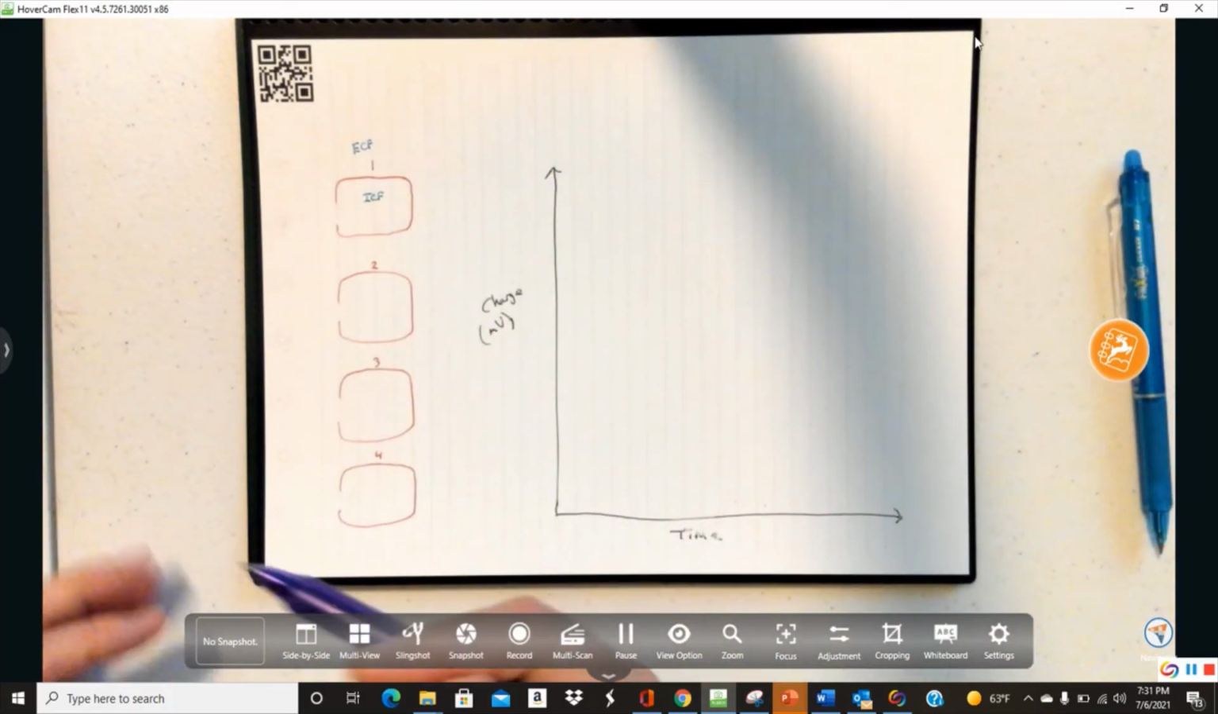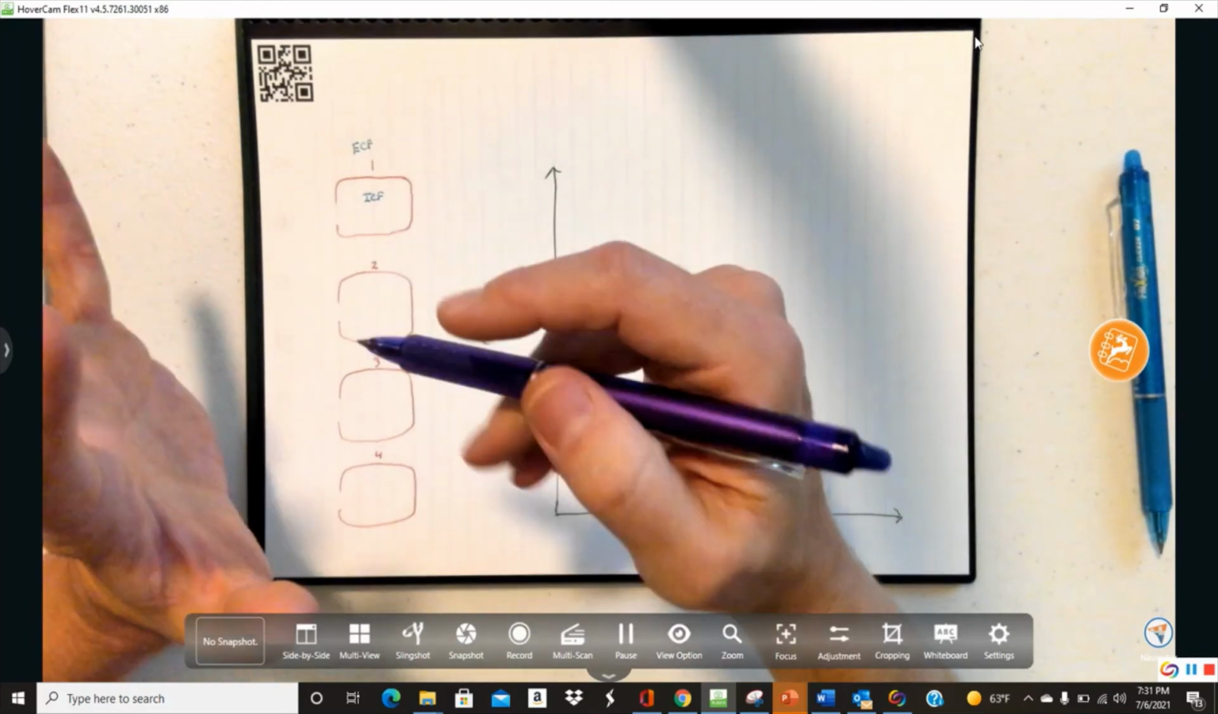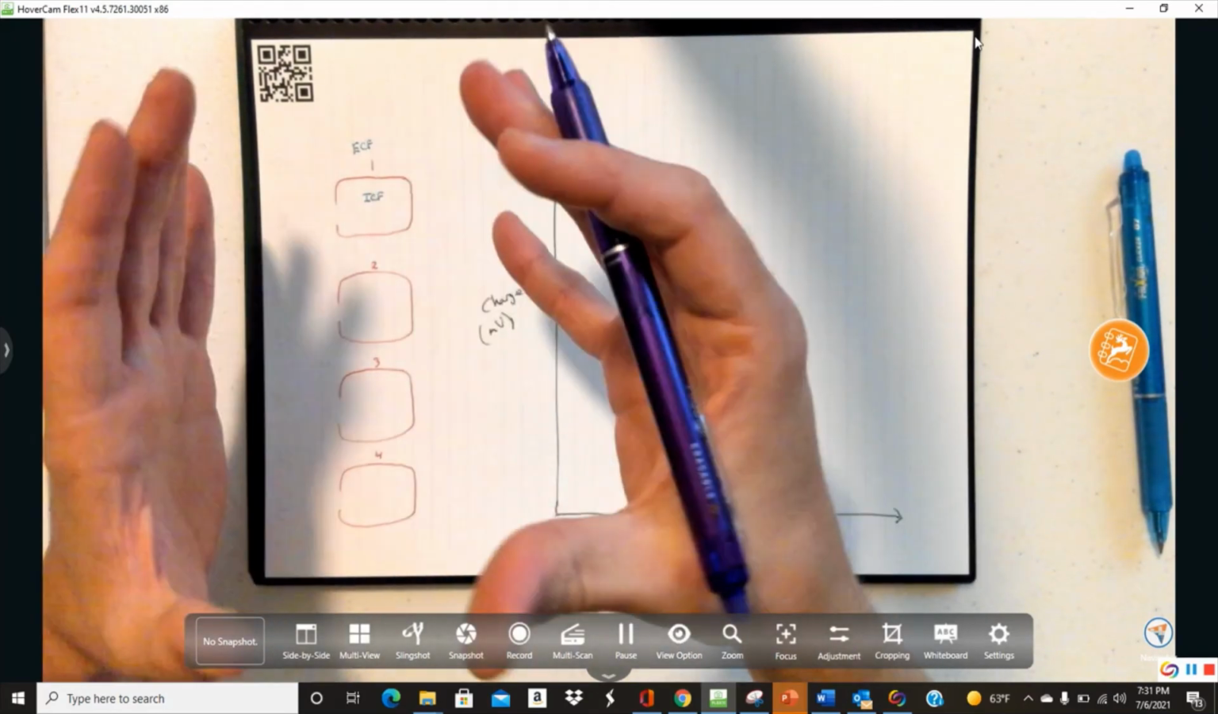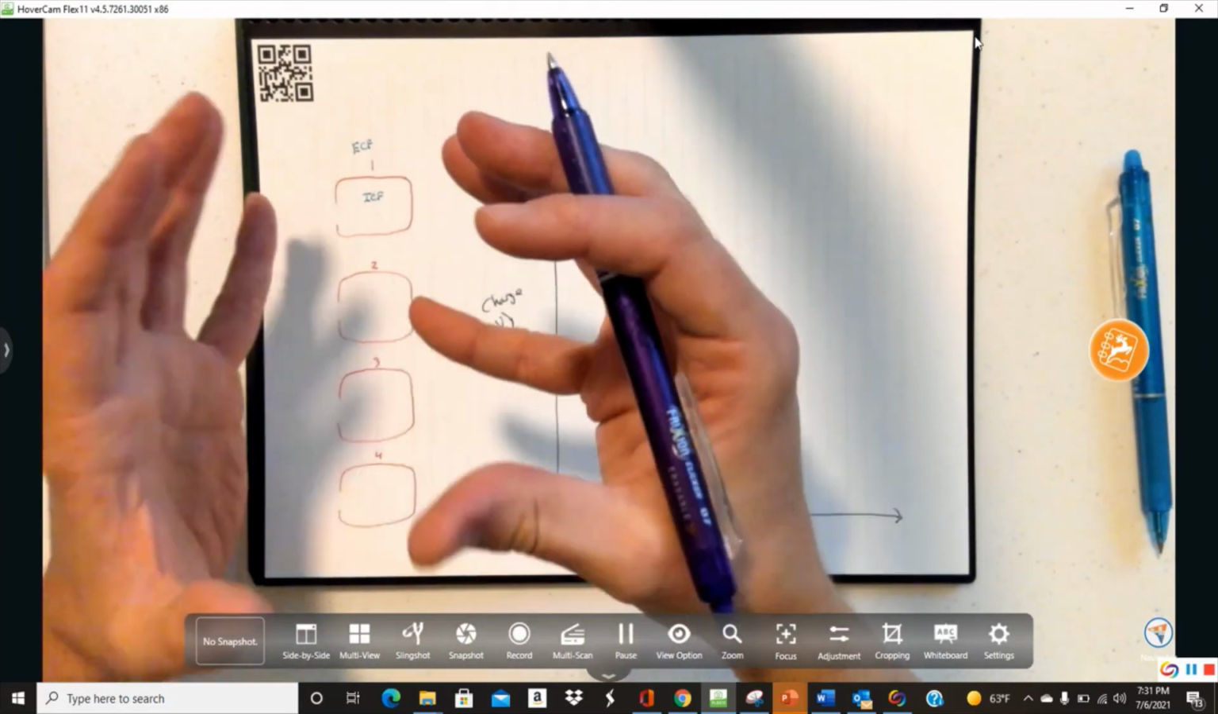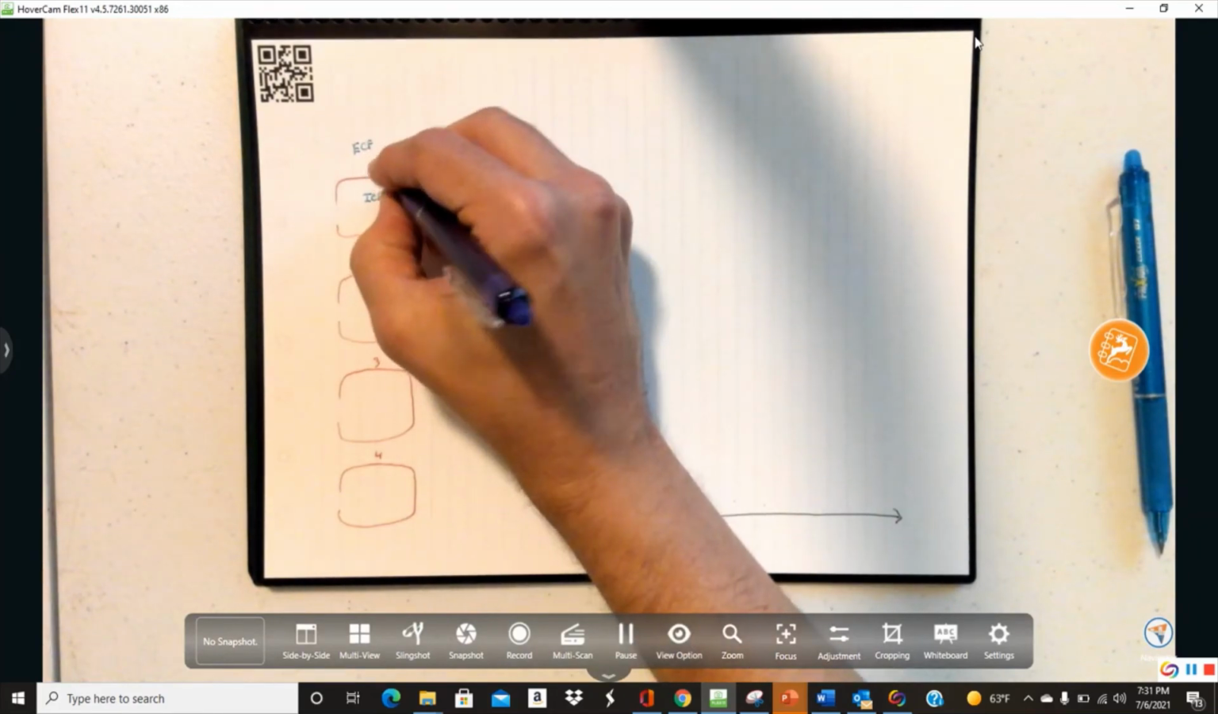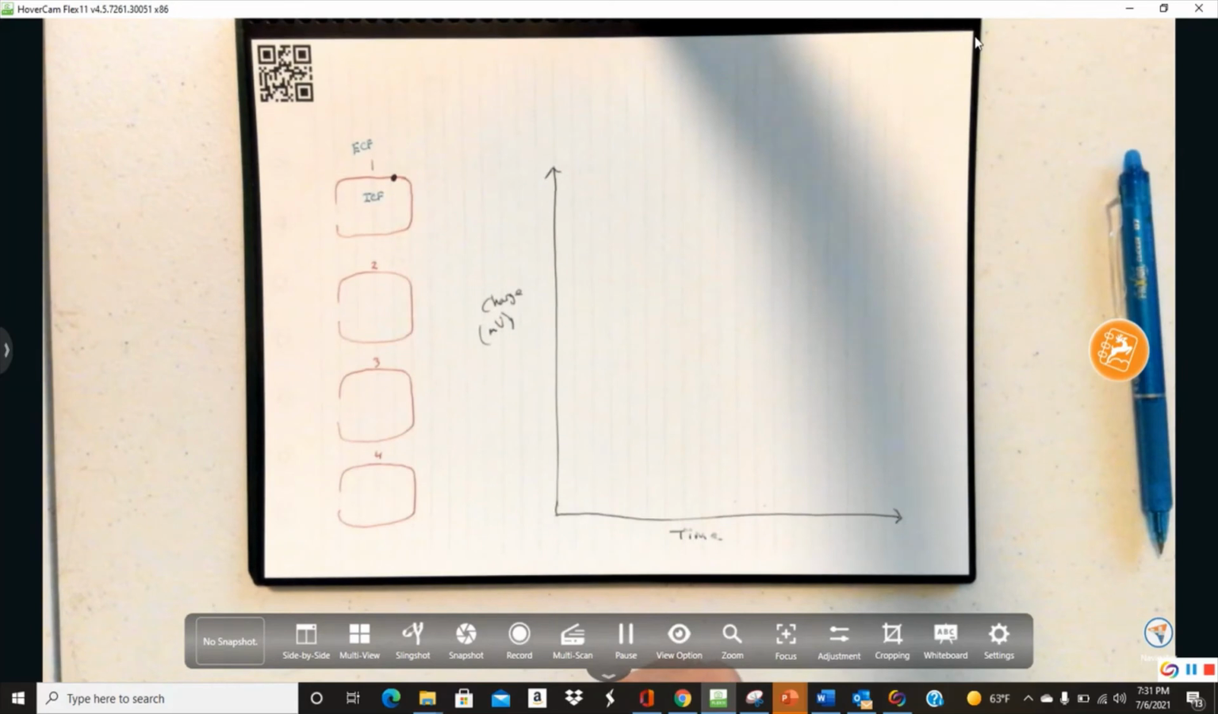Now, all cells have this pump, and this pump should be a good friend to us by now, and it's one that you definitely need to know. If you ever hear me mention it, if it's in my notes, it's going to be on the test. You need to know this pump. If there is one primary active transport protein, you know it's this one.